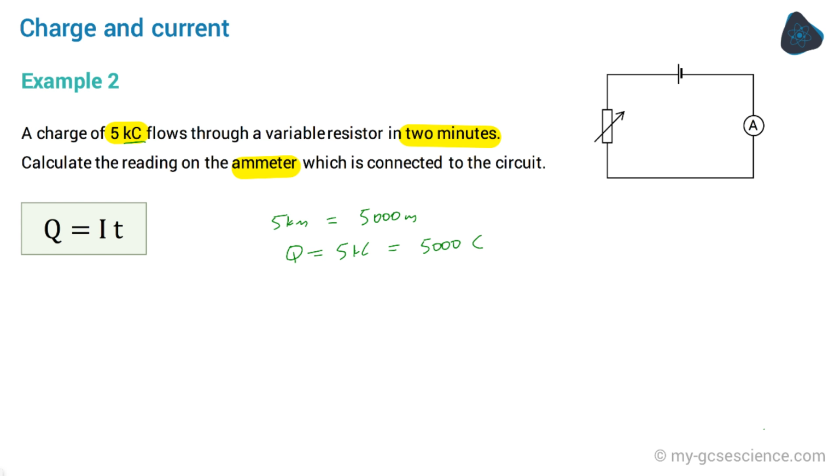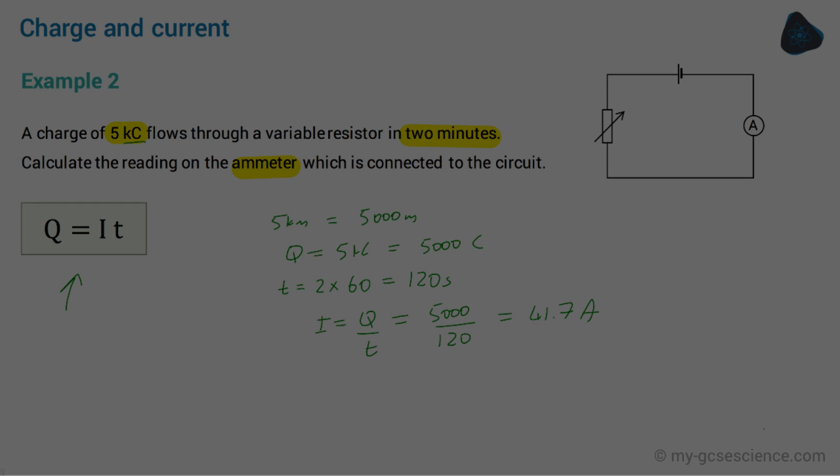All that remains to be done now is to actually use the equation to calculate current. Like the previous example, the time is given in minutes, but we want to convert that into seconds. So 2 times 60 gives 120 seconds. And now, using either this equation or the formula triangle from the previous page, we make I the subject, so current I equals Q divided by T, which equals 5,000 coulombs divided by 120 seconds, which gives 41.7 amps for the current.